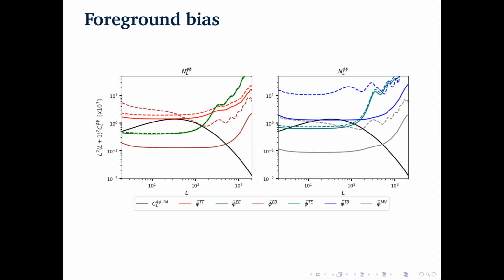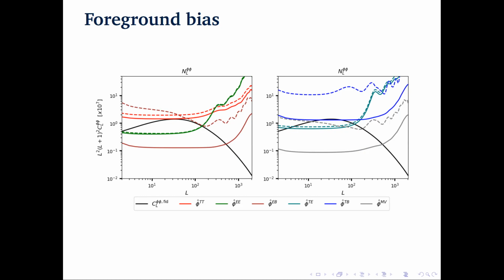And if you look at the EE estimator, which is the green one here, the solid line is without foregrounds and the dashed line is with foregrounds. So for the EE estimator, the reconstruction noise doesn't change much. That means this foreground doesn't have much effect on the EE estimator.